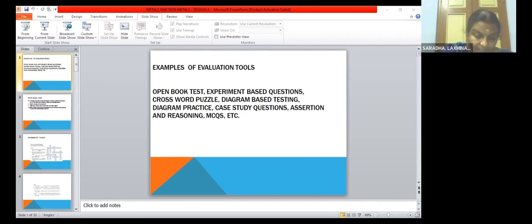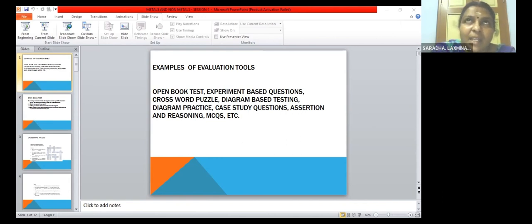Now we are proceeding with what are the different types of evaluation tools that we can generally use in our classrooms. Some of the examples I want to share with you. A simple open book test. Sometimes without even teaching the topic, you can ask the child to open one particular page and read the content, and you can give the questions for it. Ask him to find out based on his comprehension and application. Let him write down the answers.